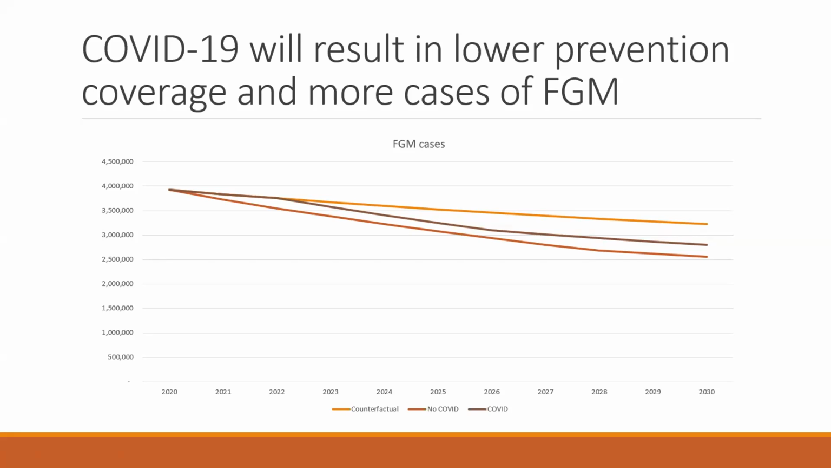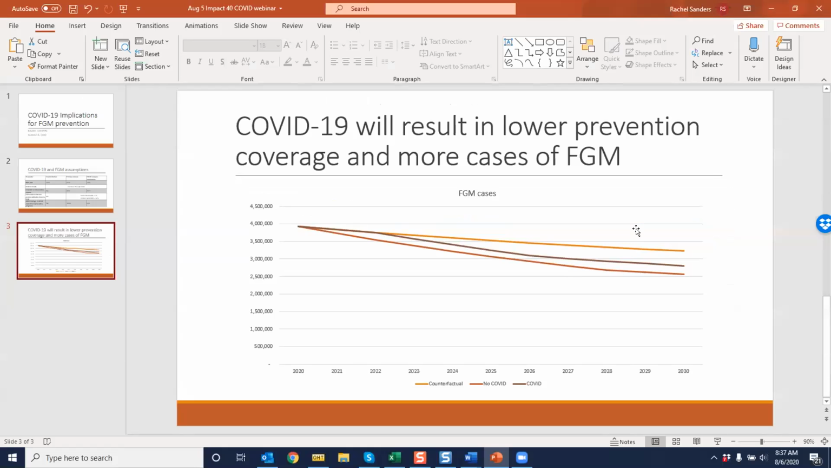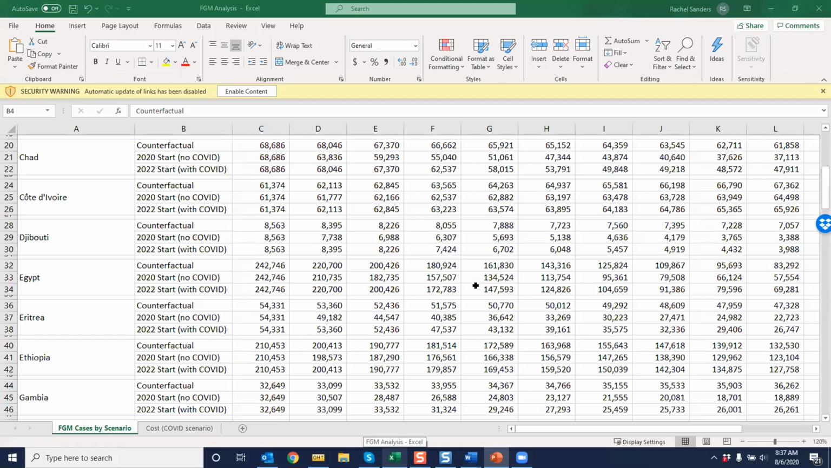So what I'm presenting here is a group of countries. It's about 31 countries where we had enough data to run these analyses. I've grouped them together for the purposes of this presentation, but we've prepared them in an Excel file that you can find on the website that was presented earlier. And so you'll see each of the different countries with a counterfactual, a 2020 start, and a 2022 start, and you can pull out the individual numbers for your given country.